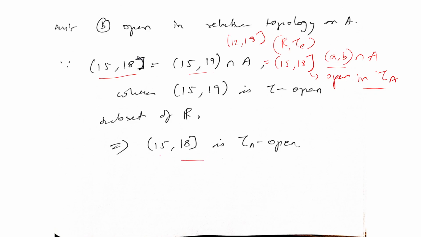So this kind of set may exist where it is not open in the original topology tau, but if you take the relative topology with respect to the subset A of X, it may be open. So this is open in tau A but not open in R. I hope it is clear. Shall we move to the next question?